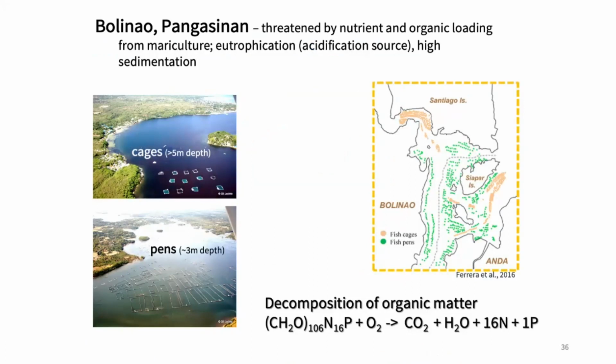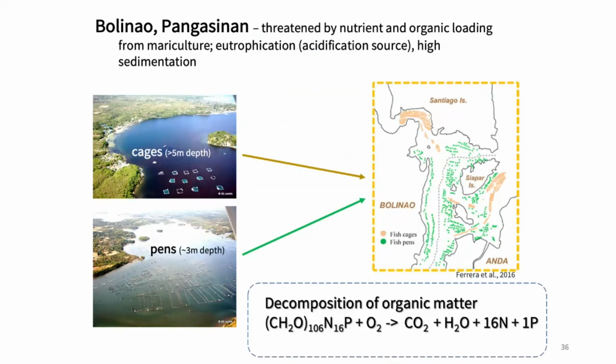The presence of pens and cages in Bolinao and Anda, which you see in the map as brown dots for cages and green dots for pens, have caused nutrient and organic loading. From the reaction below, the decomposition of organic matter would release nutrients that make waters eutrophic, and carbon dioxide, which causes coastal acidification.